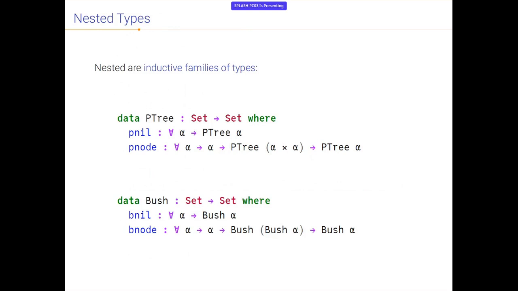Okay, so we see that those nested types are already more hairy than the usual ADTs, but we can go even further, and that is what we call GADTs, or generalized algebraic data types.